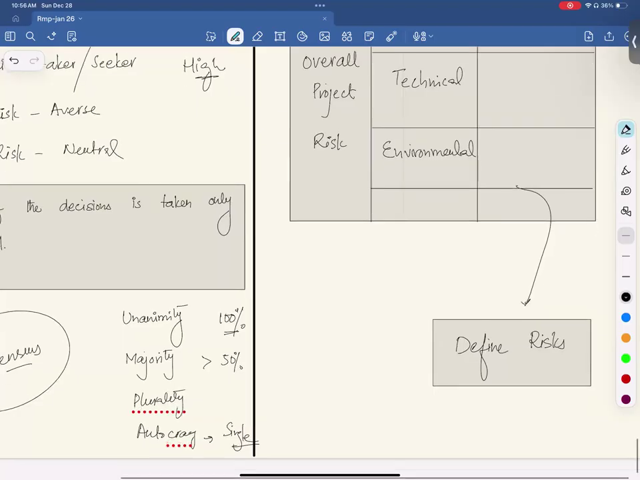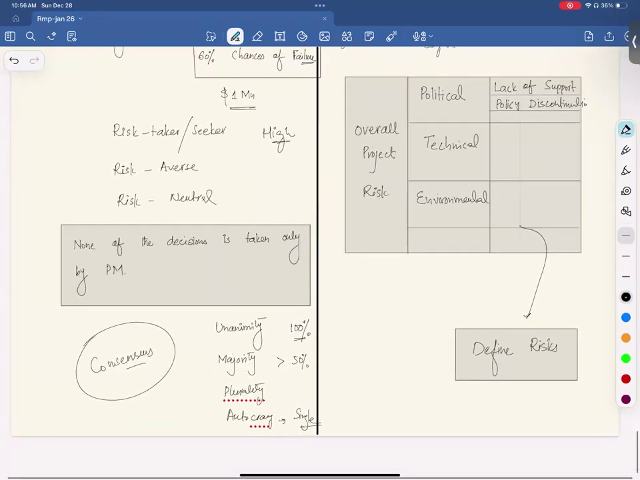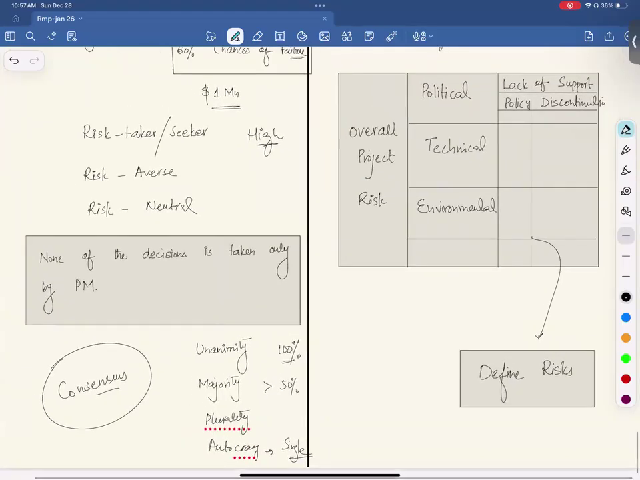So these subcategories help you define more risk, or these subcategories act like an input for further risk identification. Does it make sense, everybody? It acts like an input. Or in other words, I can say these subcategories act like a prompt. Based on that, you identify more risk.